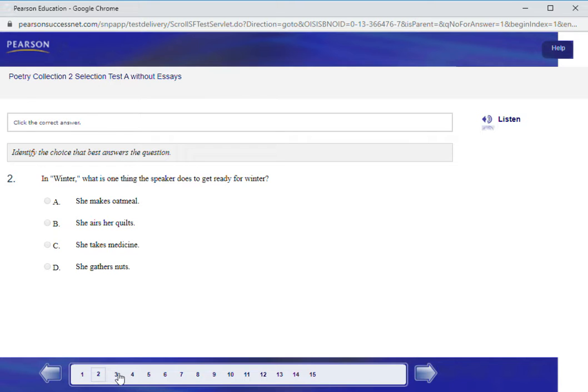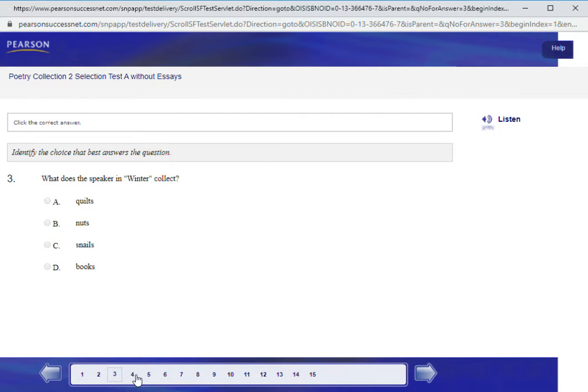Okay. Number three, what does the speaker in "Winter" collect? Again, it's the speaker. Some of these other things were collected. Nuts were collected by the animals, but not by the speaker. So our best choice would be books, D.